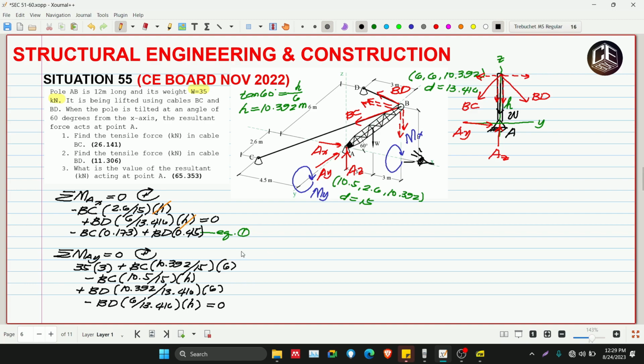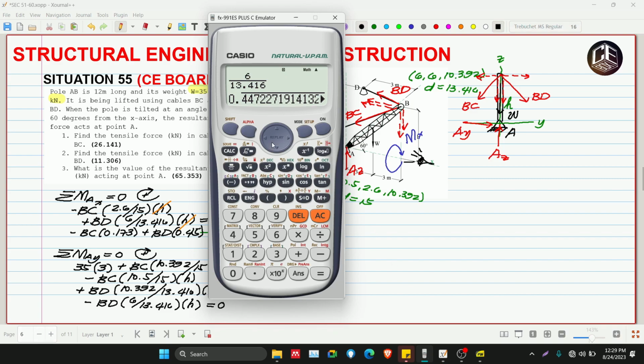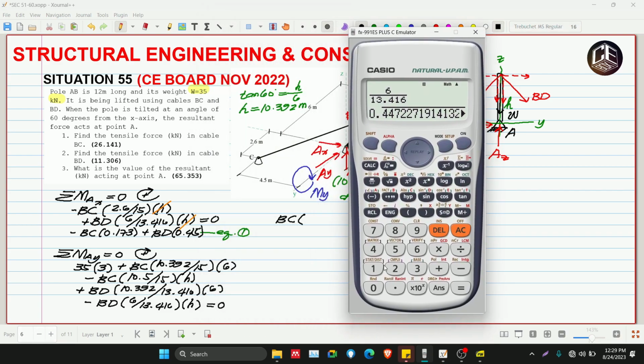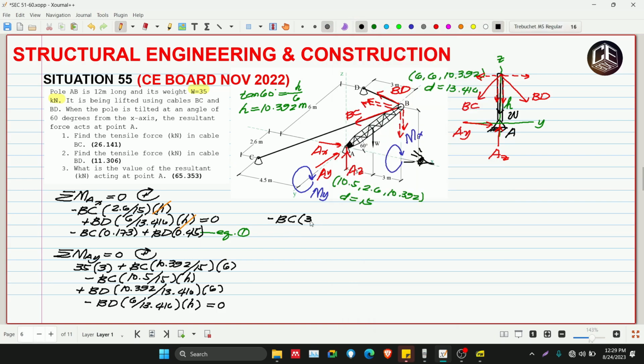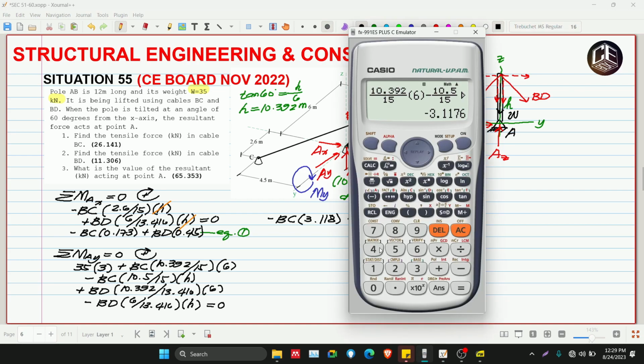Tapos, kunin natin yung equation number 2 natin dito. So, summation of moment about y. Kunin natin yung BC. Ang BC natin ay 10.392, then over 15, then multiplied by 6, and then minus 10.5 over 15, then multiplied by H, which is 10.392. So, negative 3.118. And then, plus BD. So, sa BD kaya, plus 10.392, then over 13.416 multiplied by 6. And then, negative BD na 6 over 13.416, then multiplied by H na 10.392.